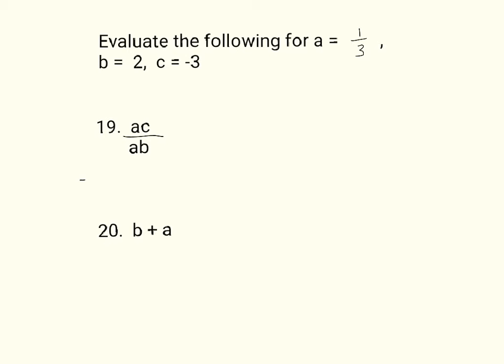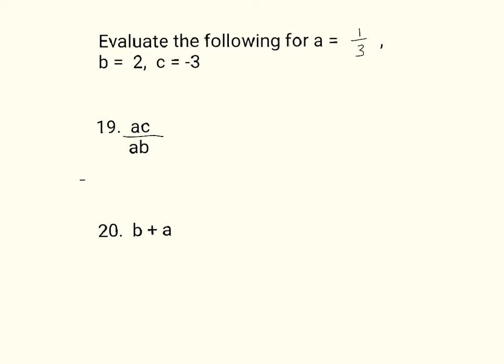19 and 20 are evaluate for A as a third, B as 2, C as negative 3. One of these problems is very simple, the other is pretty complex. We'll start with the complex one, which is number 19. We have A times C over AB, and it's easier or more convenient to think of this bar as meaning divided by. And this problem can be done in a simpler way than I'm going to demonstrate it. I'd like you to think about, as I go into it, if you see a point where you could say, you could have done this to make it easier. I would be proud of it if you see it, and I'll point it out at the end.